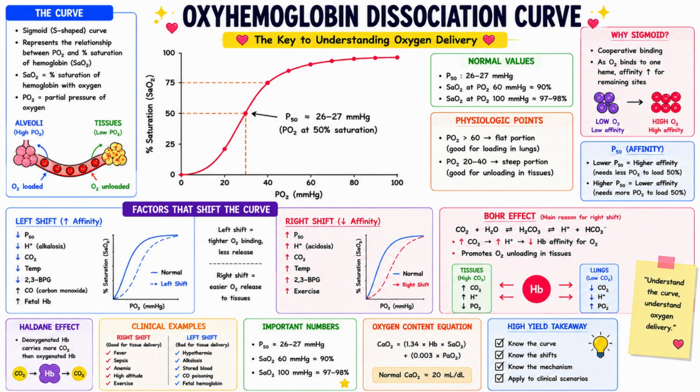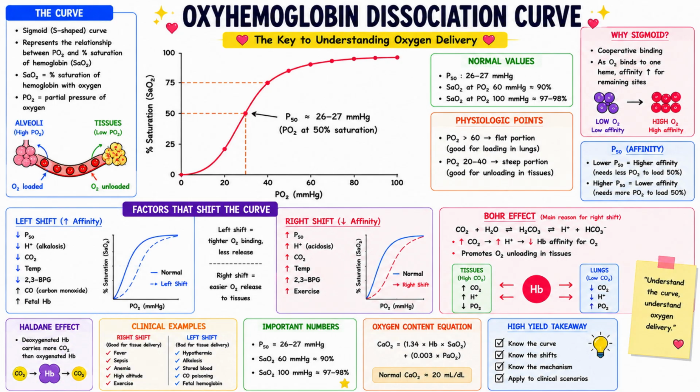Your high-yield board takeaways before you go. Know the P50, 26 to 27 millimeters of mercury. Know the normal values. SaO2 at PO2 60 equals approximately 90%. SaO2 at PO2 100 equals approximately 97 to 98%. Know the right shift causes: acidosis, CO2, temperature, 2,3-BPG, exercise. Promotes tissue oxygen delivery. Know the left shift causes: alkalosis, hypothermia, CO, fetal hemoglobin.